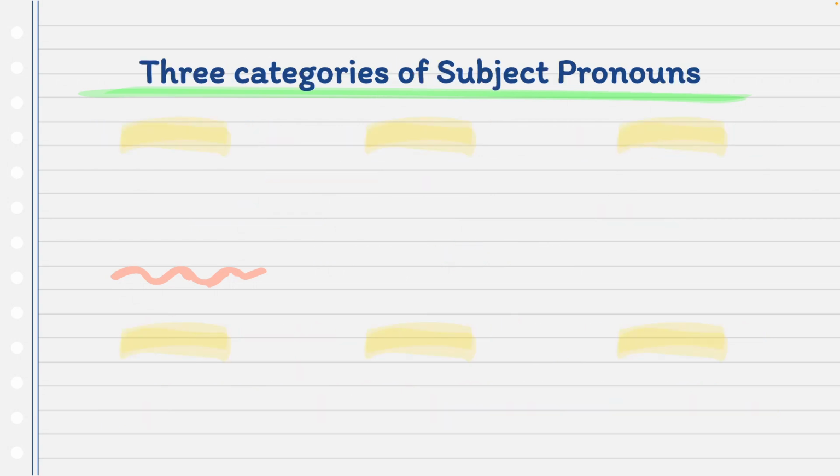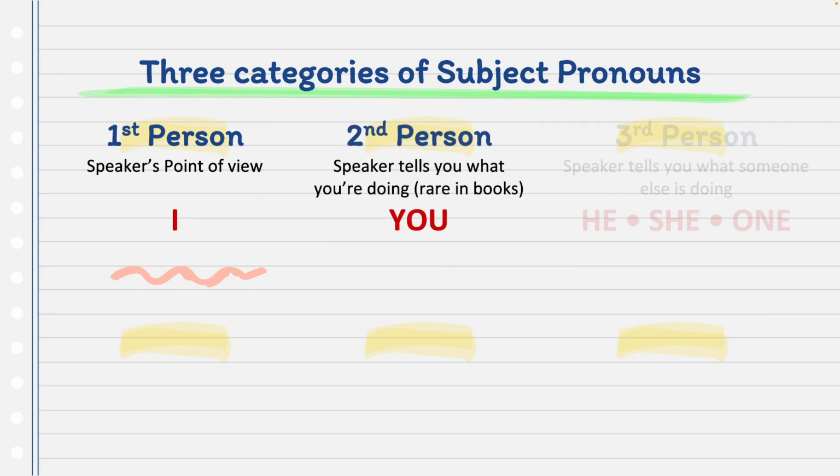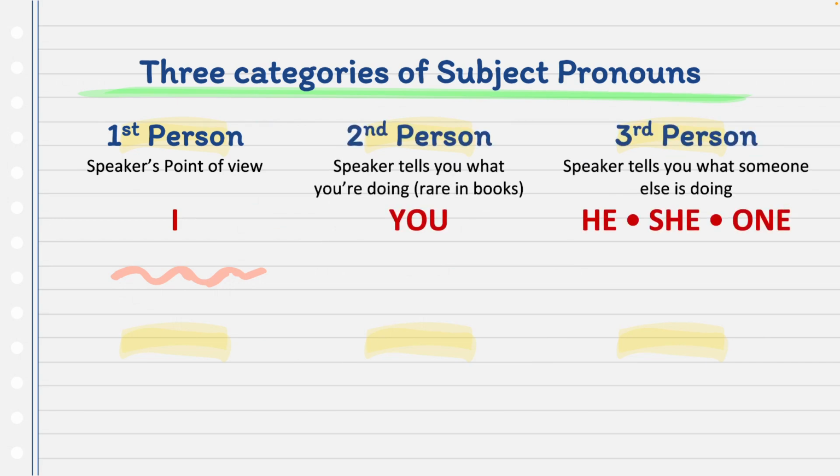We have three categories of subject pronouns: first person, second person, and third person. First person is the speaker's point of view. I am going to the beach. I'm going to see my friends. Second person, the speaker tells you about what you're doing, which is very rare in a book. But it would be, you are going to the beach. You are going to see your friends.